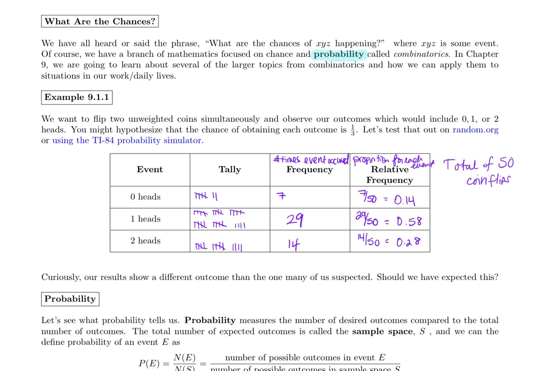So we notice that we don't have 1/3, 1/3, and 1/3. In fact, not really even all that close. 2 heads is maybe closer to 1/3. Maybe 1 head is closer to 2/3. But then what about this 0.14 for our 0 heads? So maybe not quite what we thought it was going to be.